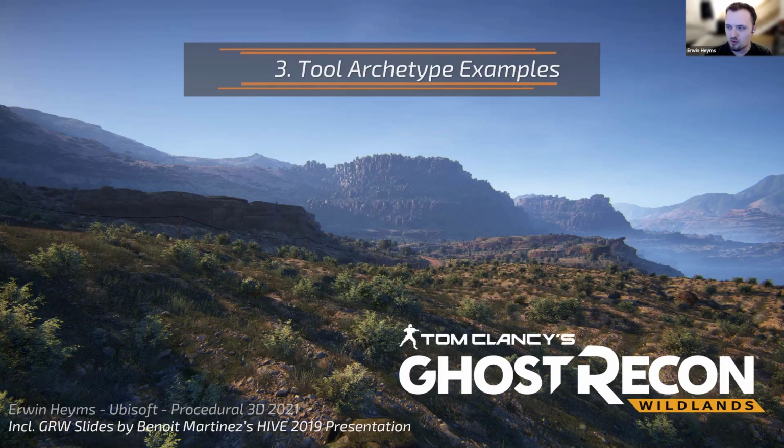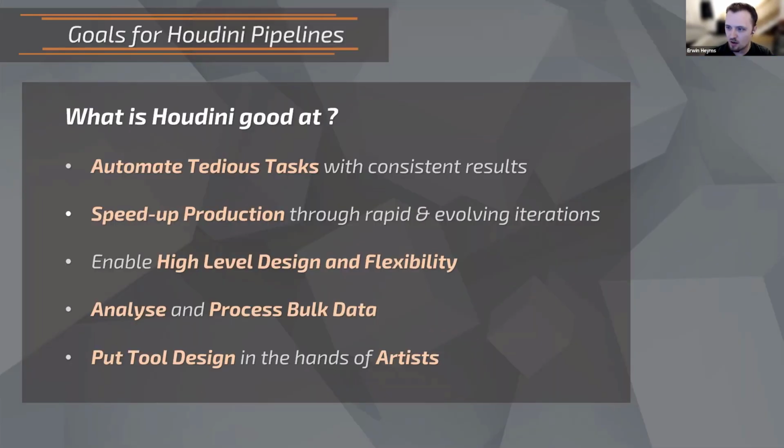So I want to look at a couple of tool types, tool archetypes. Basically, what is Houdini good at? Well, in terms of what we do, it allows you to automate tedious tasks and you get consistent results in return, right? You can speed up your production through rapid and evolving iterations, so you can keep building the same thing over and over until you're happy with it and you don't have to do it by hand. You have a high level of design flexibility, basically. Also, you can analyze and process large amounts of bulk data, which you can then turn into usable data for either other artists or for yourself.